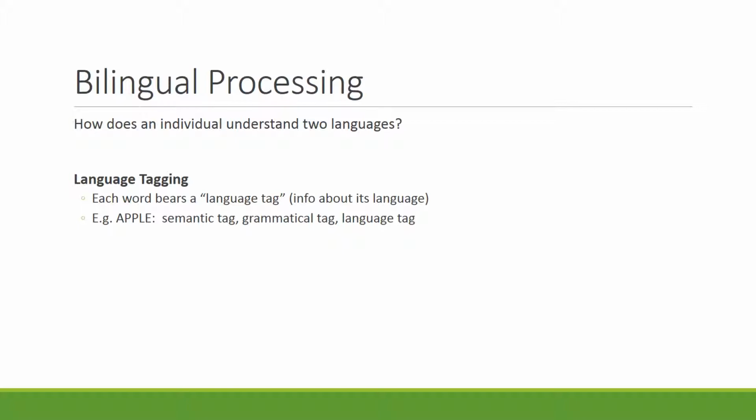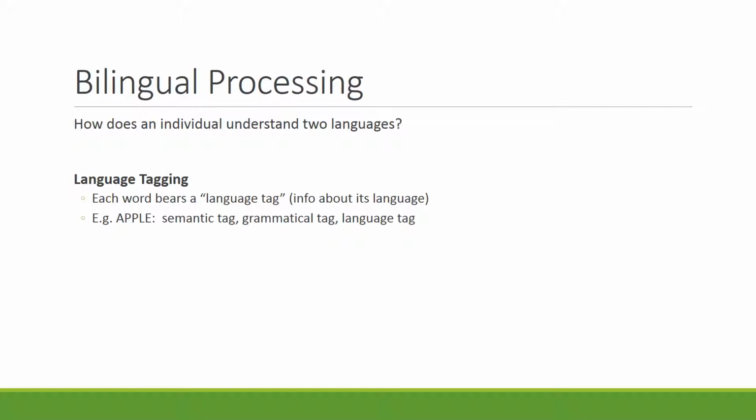These tags hold information about the semantic meaning of the word. So you're given the word apple, and it has a semantic meaning. It's those juicy pieces of fruit that grow on trees and we harvest in large quantities every fall. It also has a grammatical tag. There's grammatical information attached to this word apple.